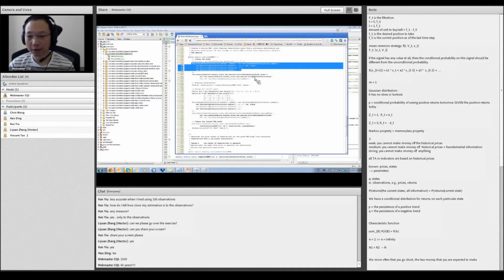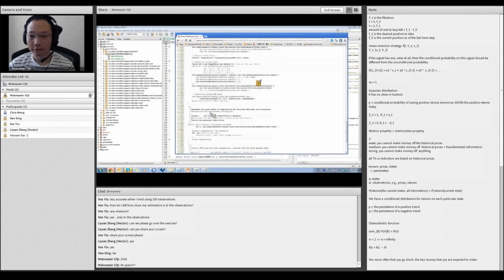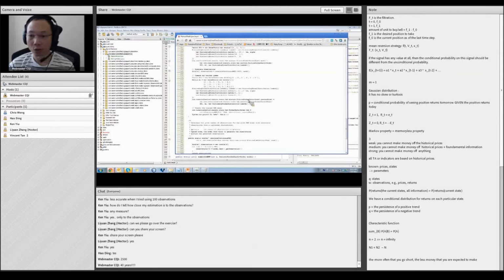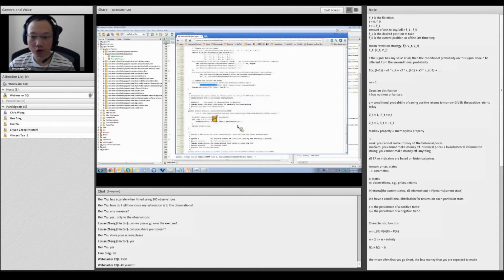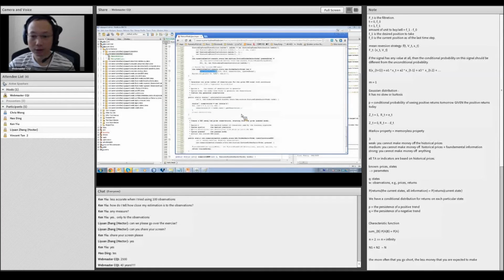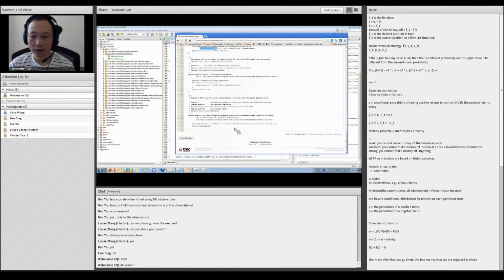So this concludes our exercise on this Markov chain. The take-home message is that it's difficult to estimate a Markov chain, and as a trader, you need to be aware of the model. You need to be careful about whether the model matches reality. You want to ask yourself this question. Any other questions before we move forward?